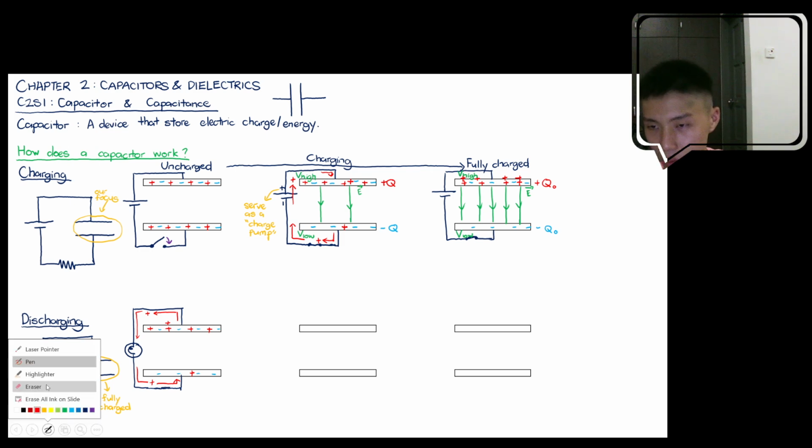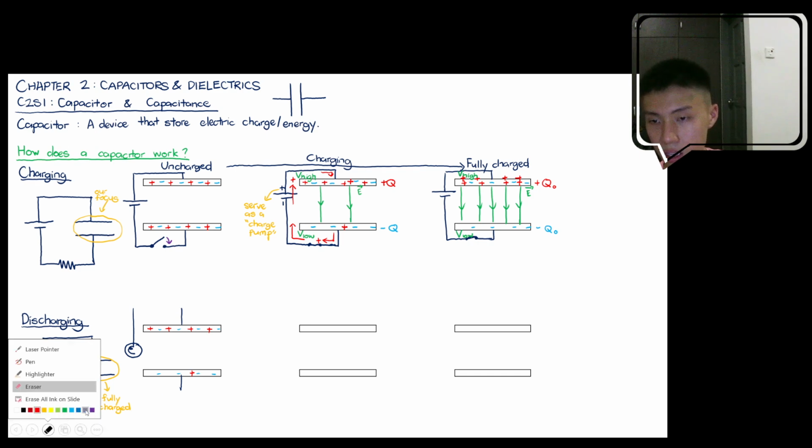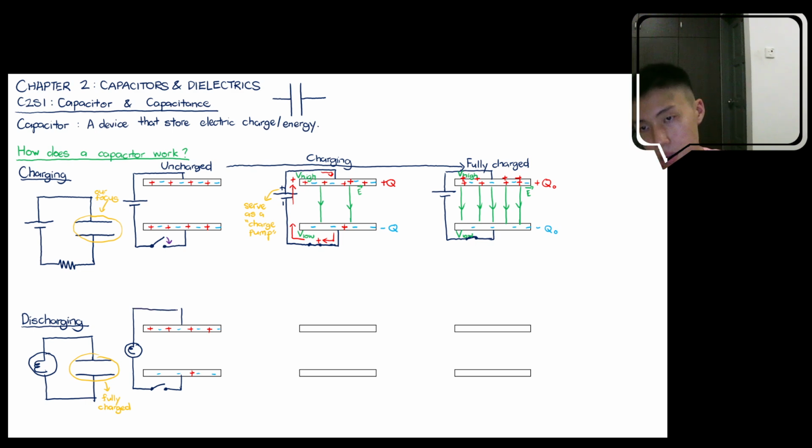I'm not supposed to draw this right now. I think I messed up my drawing. Let me edit a little. I want to draw the first diagram to be nothing happening at all. So I'm going to leave the switch open. It's not connected yet. But right now we know that it's fully charged. It's not connected, but it's fully charged.